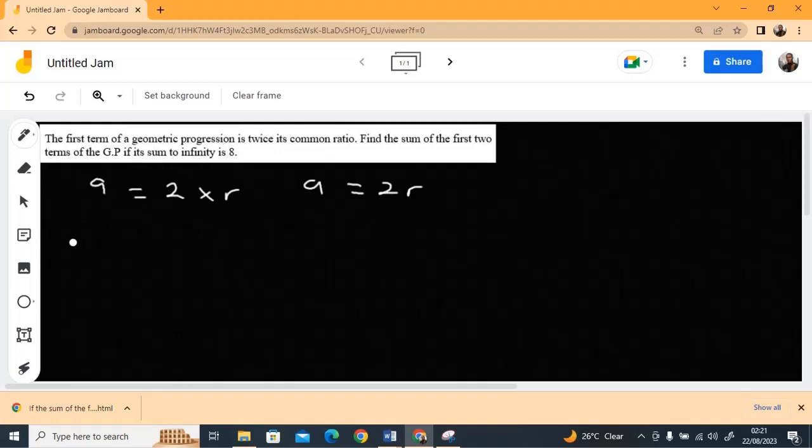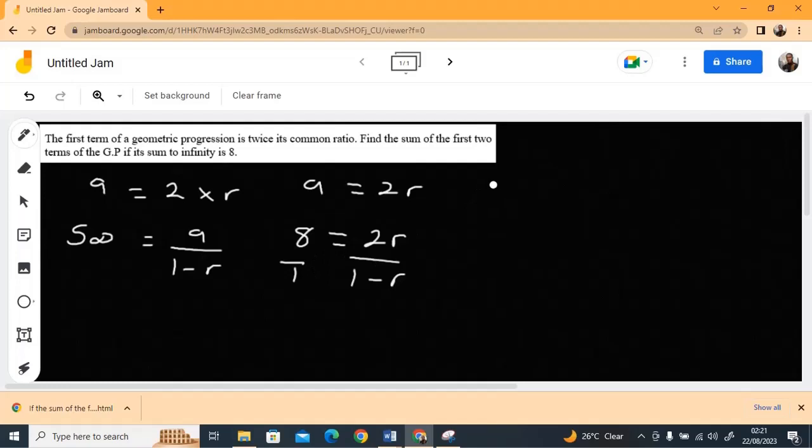And you know that the formula for the sum to infinity is A over 1 minus R. I think I'm right with this. And the sum to infinity here is 8. It means 8 equals, what is our A? Our A is 2R. So you replace A with 2R here. So it's going to be 2R over 1 minus R. So what are you going to do now? You cross multiply.